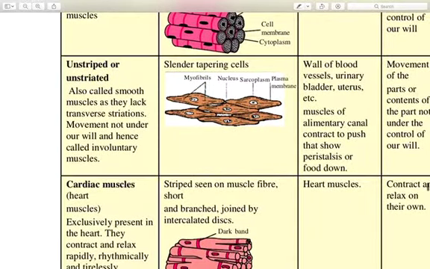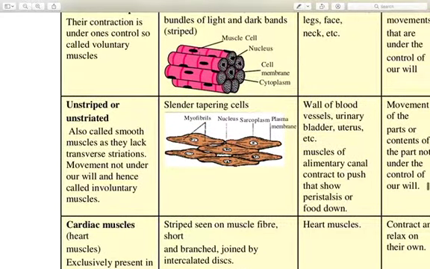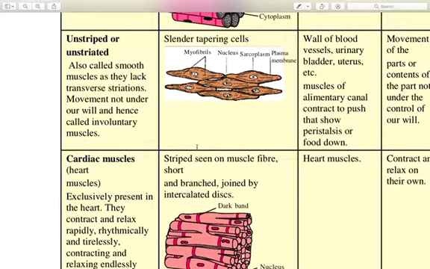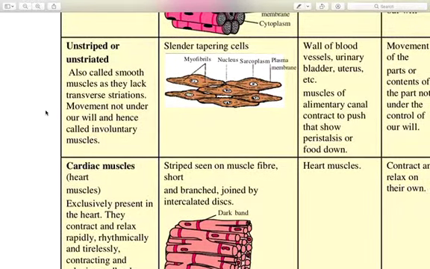They are also called smooth muscles as they lack transverse striation, that is stripes. Their movement is not under our will, so they are called involuntary muscles. For example, there are some muscles inside our stomach, and some muscles in our alimentary canal, that is the food canal. We don't have control over them, right? If we want to move them, we cannot do that. They just function spontaneously whenever they have some need.